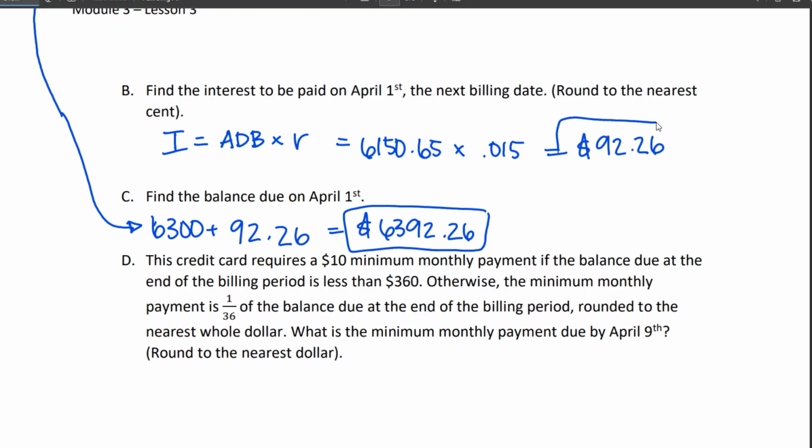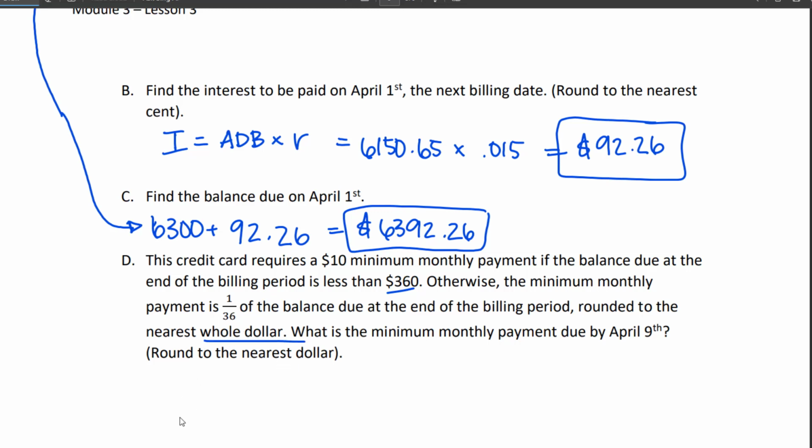Okay, so part D. This credit card requires a $10 minimum monthly payment if the balance is less than $360. Our balance is way more than that. So it says the minimum monthly payment is 1/36 of the balance due at the end of the billing period, rounded to the nearest whole dollar.